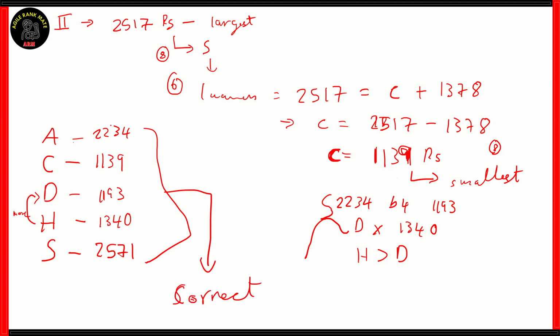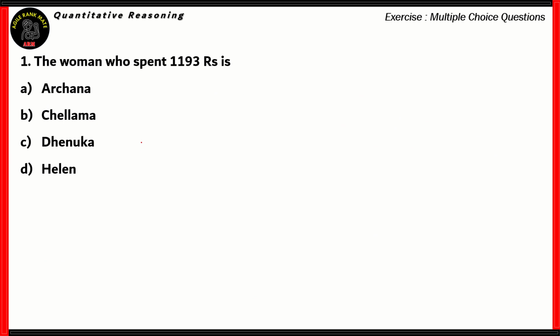So Archana spends 2,234 rupees. Chelama spends 1,139 rupees. Dhanuka spends 1,193. Helen spends 1,340. And Sahnaz spends 2,571. So now that we found out the correct scenario of the values ascribed to the person, let's look at the following questions.